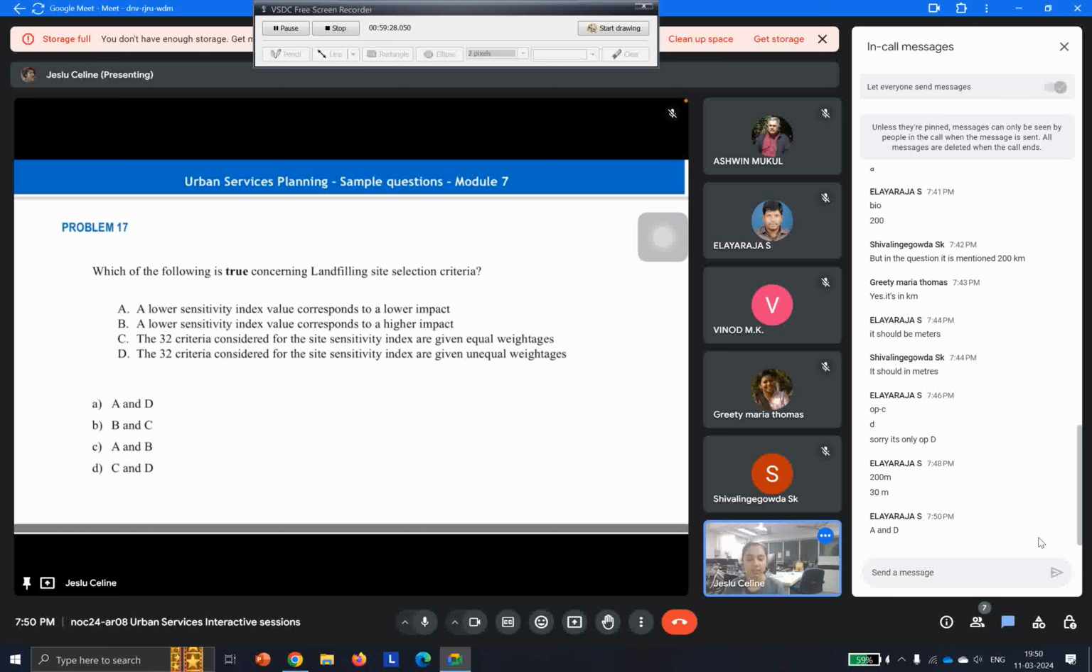Option A and D. Yes, correct. So first one, low sensitivity index, low impact, which means the site will be selected. We already discussed this. That's a correct statement, which means B is a wrong statement. And the second one, they're given equal weightages. No, they're not given equal weightages. They're given unequal weightages based on the priority of different aspect attributes. Different weightages are given. So option A and D are correct statements.